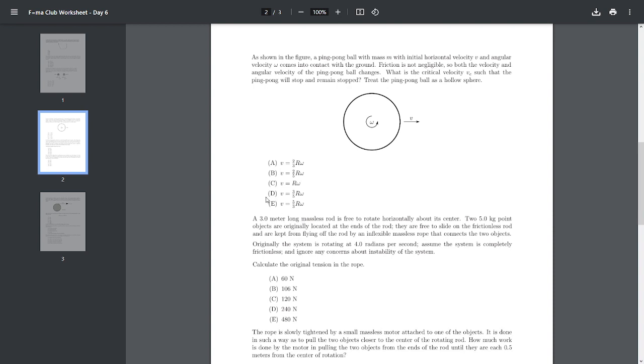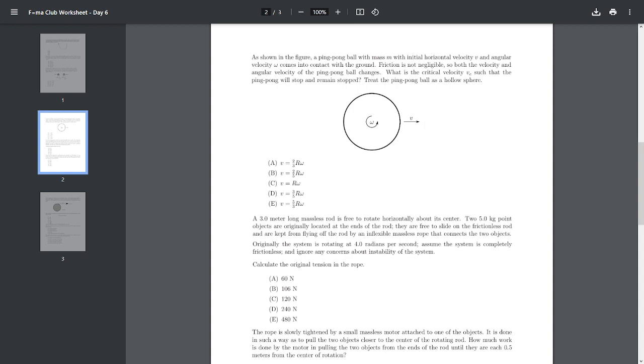All right, let's continue. So, what is this? As shown in the figure, a ping pong ball. Okay, I'm too lazy to read that entire thing. So, I'm going to read the entire thing anyways. Just give me one moment.